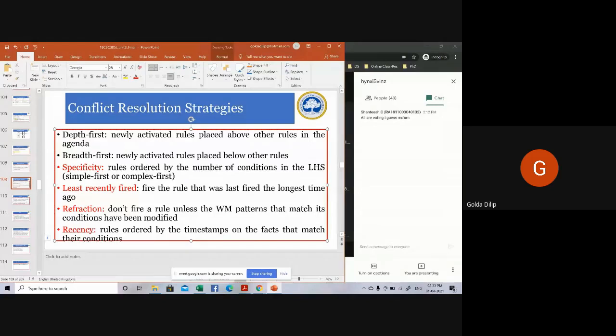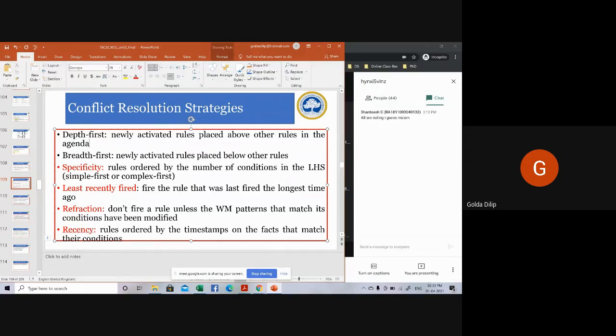So what it says is, fire the most specific rule. This method is also called the longest matching strategy. Simple first or complex first: rules ordered by the number of conditions in the left hand side. This rule is based on the assumption that a specific rule processes more information when compared to a general rule. So that's what the specificity rule tells you.